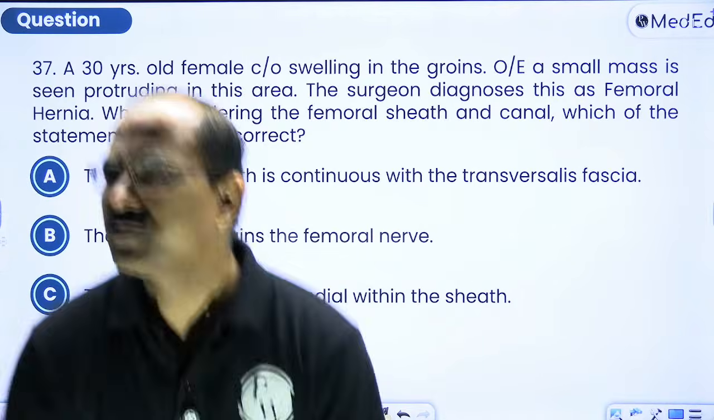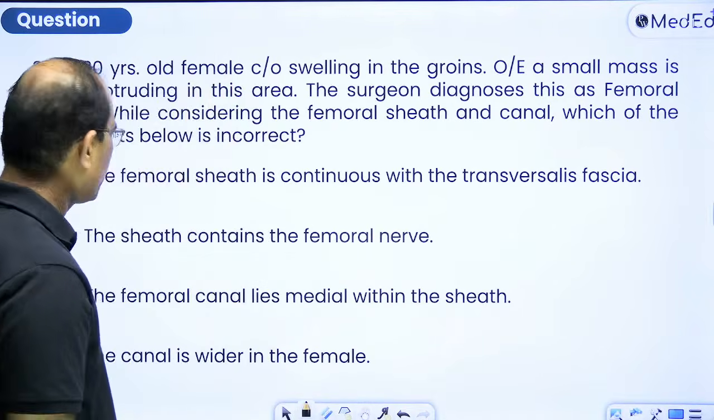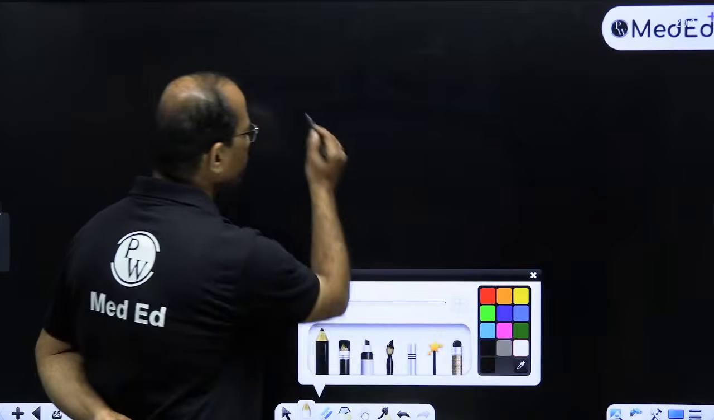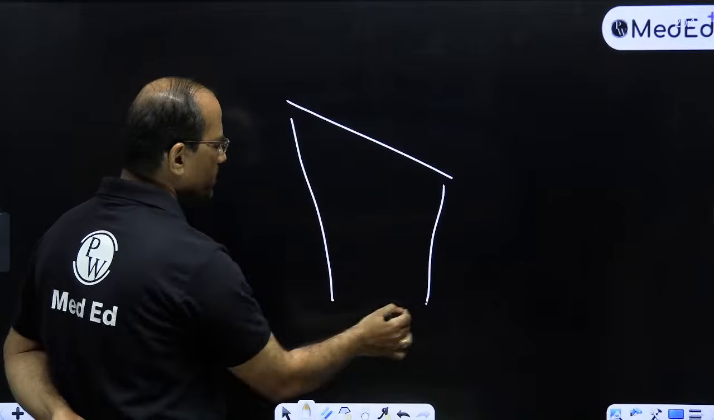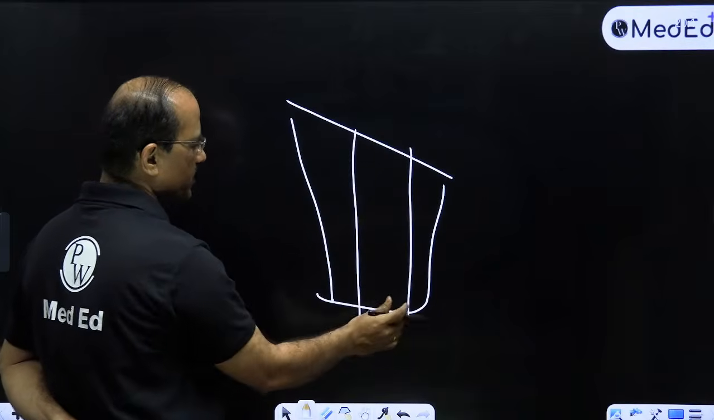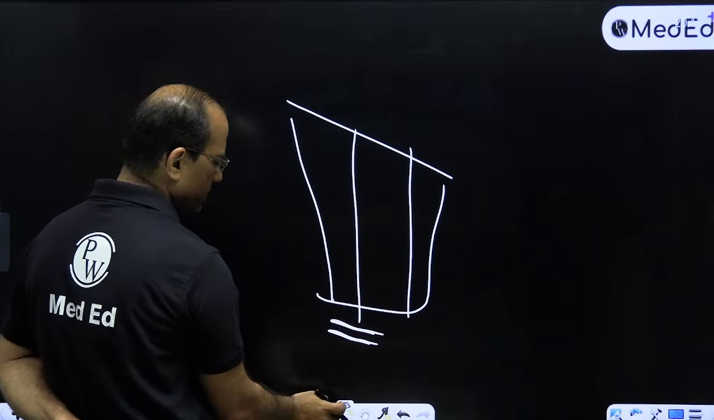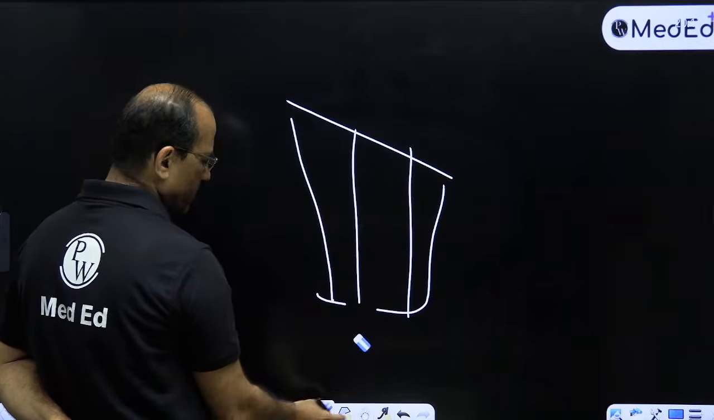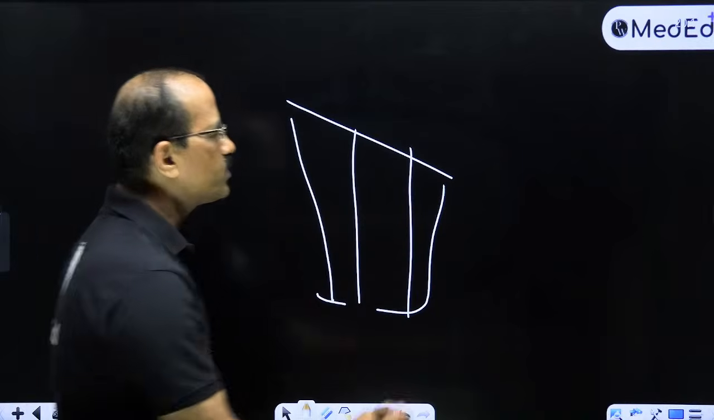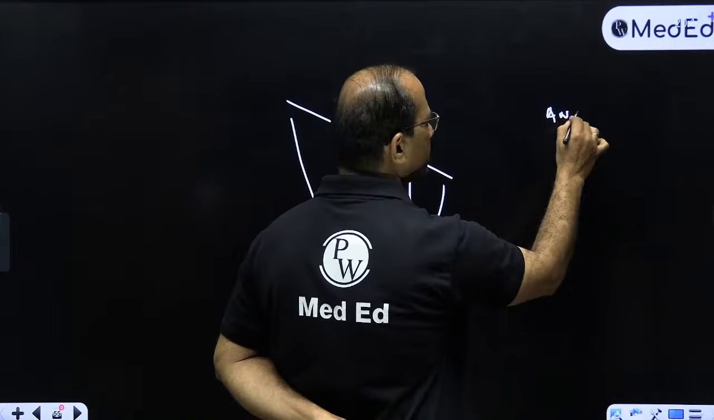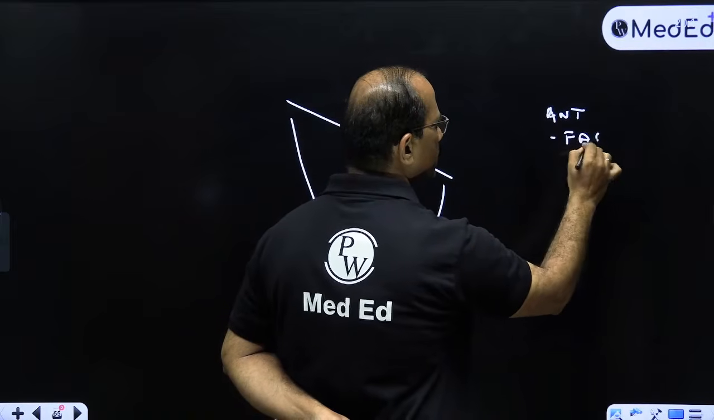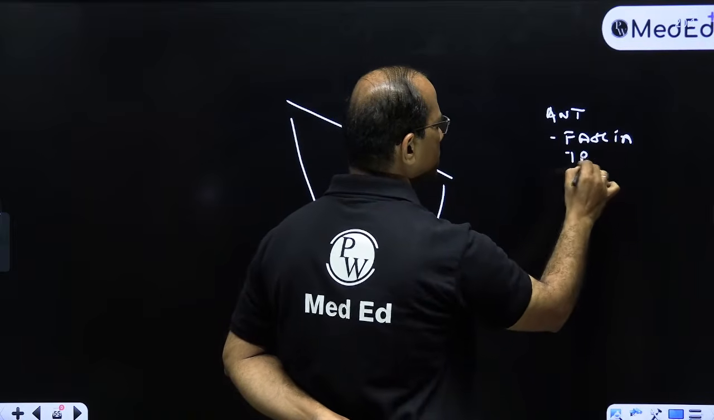Okay, children, let's discuss the femoral sheath a little. How is the femoral sheath formed? The femoral sheath is formed by two fascias. What are these two fascias which form the femoral sheath? Anteriorly, it is the fascia transversalis.